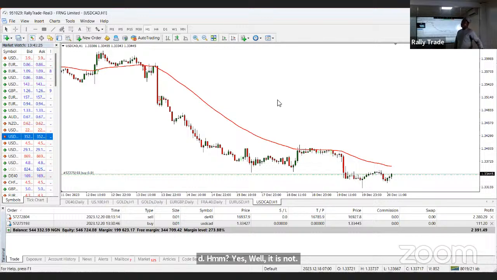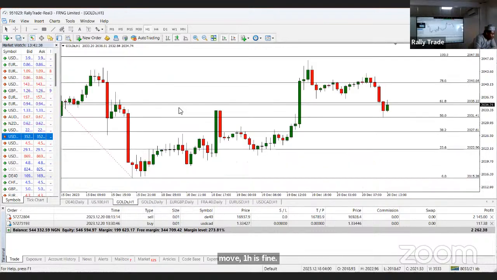On 15 minutes, best 15 minutes, if you are using DAX or indices. What about currency? 1 hour is fine. 15 minutes is fine. Any time frame you want. Okay? Any time frame you want.